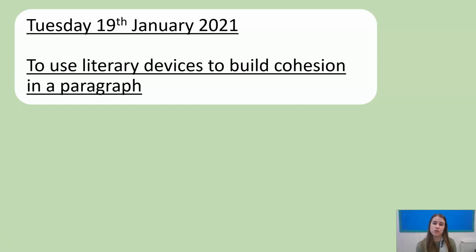Today we're going to focus on using literary devices to build cohesion in a paragraph. Now, we looked at cohesion in our last lesson, so we're going to build on that today and then have a go at writing some of our information up in preparation for our newspaper reports this week.